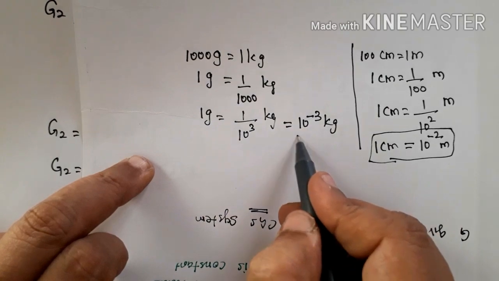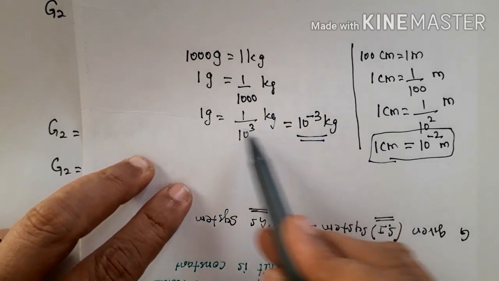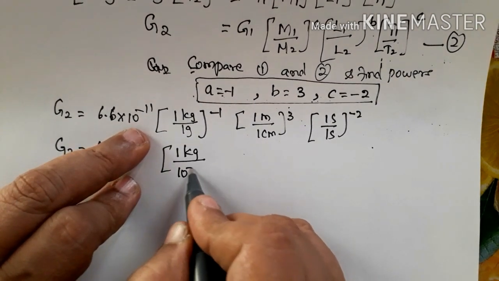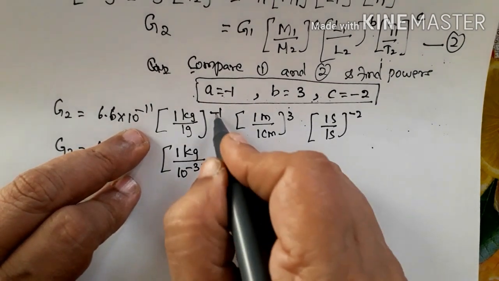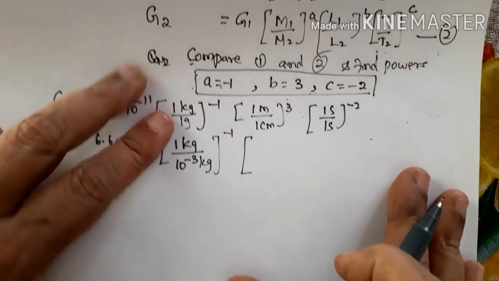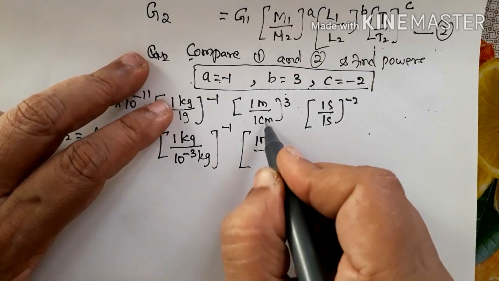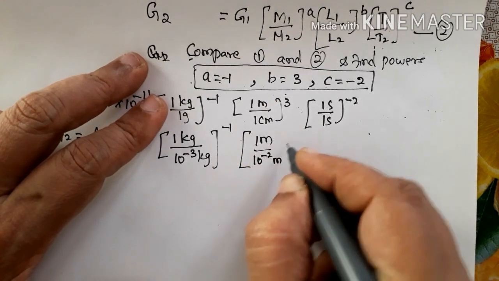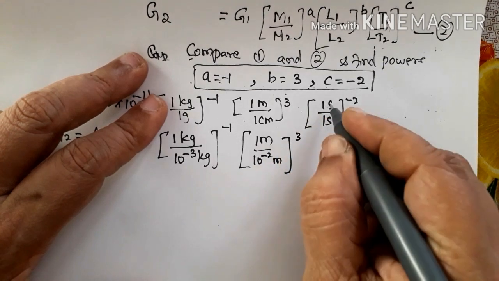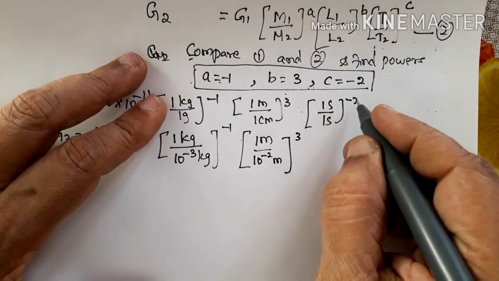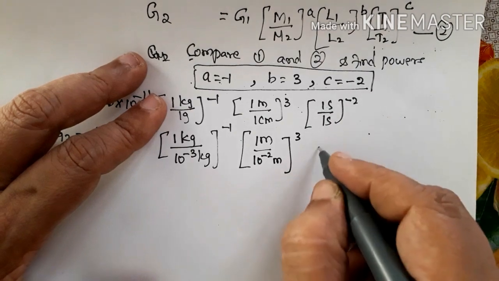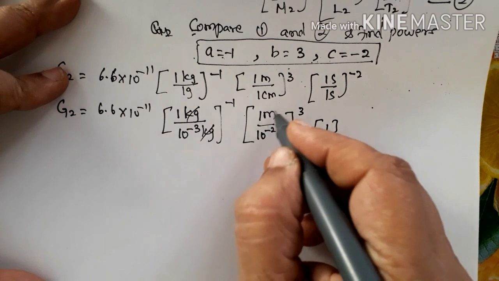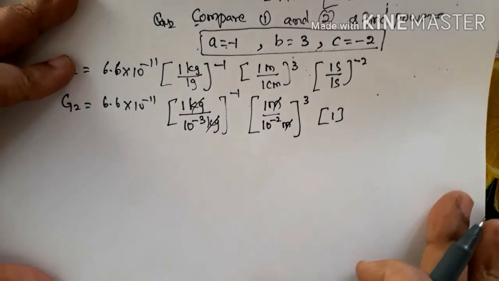1 gram can be written as 10 power minus 3 kilogram. Here the power is minus 1. Same way, convert centimeter into meter; I told you it is 10 power minus 2 meter. Here the power is 1, and 1 to any power, you will get only 1, right? Meter, second, everything will get cancelled.